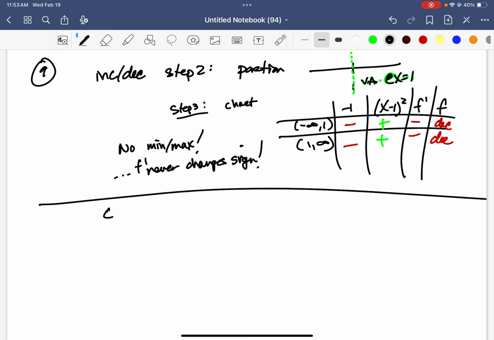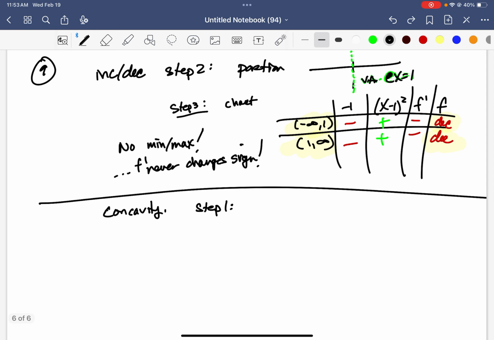So now we're ready to do concavity. This is enough to tell me that f is decreasing on both sides. So concavity, step number 1 is critical values, which are where the second derivative equals 0 or the second derivative is undefined.